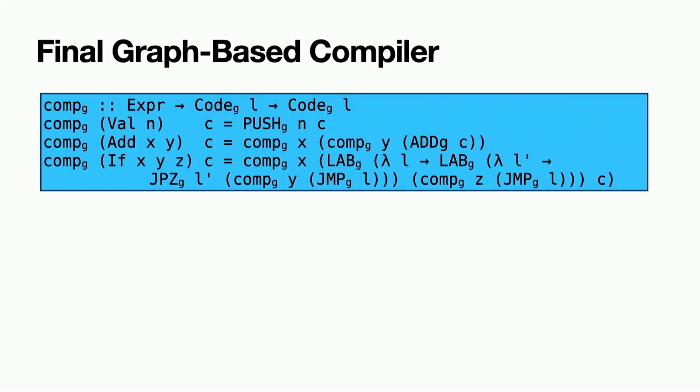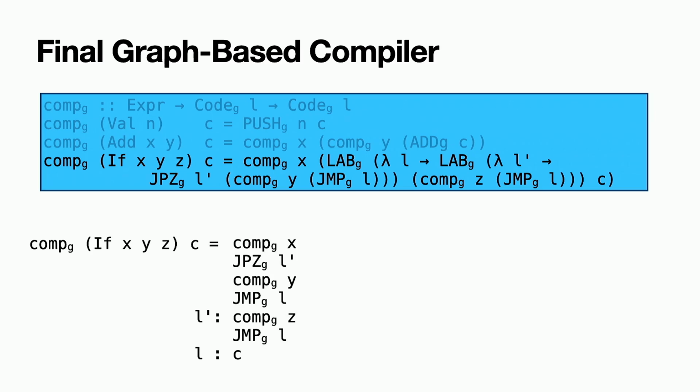The first two cases, of course, are rather boring. Let's focus on the second one for the conditional. It's a bit tricky to read this kind of higher-order abstract syntax definition. So here's a different notation for this to make it more readable. So first we produce the code for x, then we do a conditional jump to L prime if it produces 0.